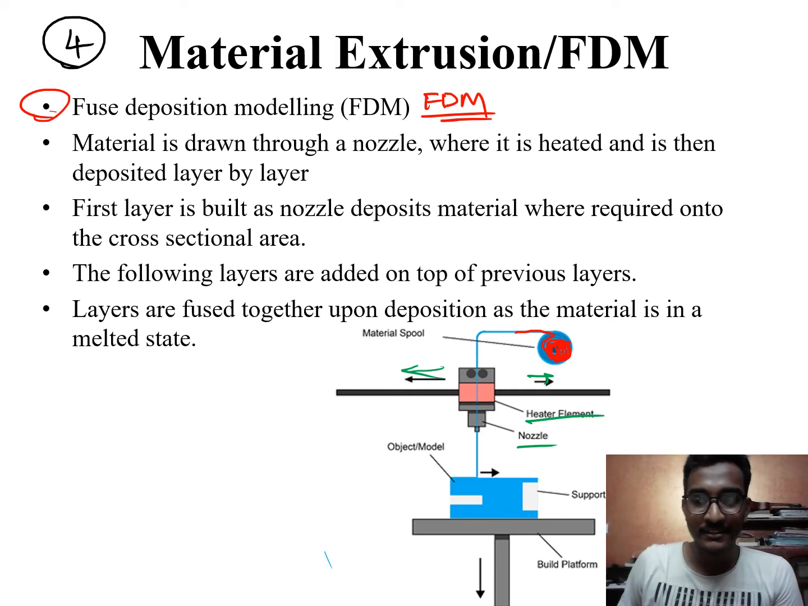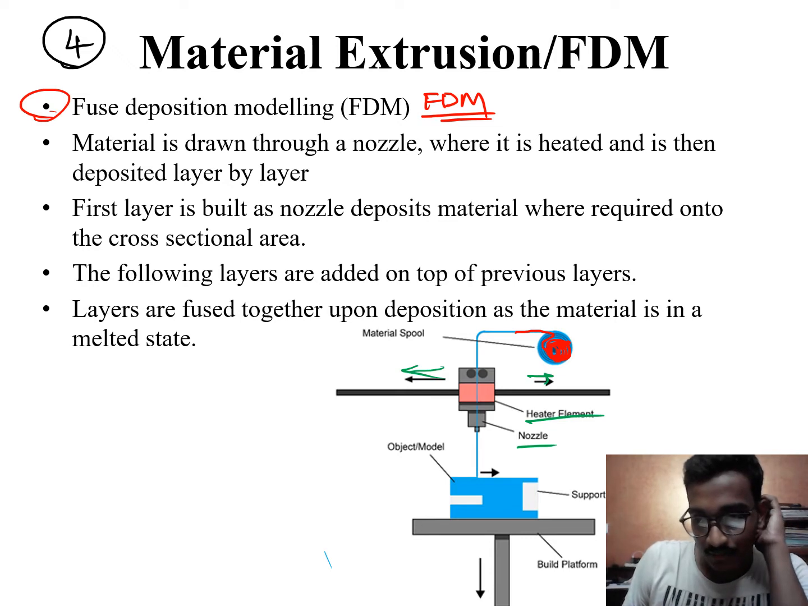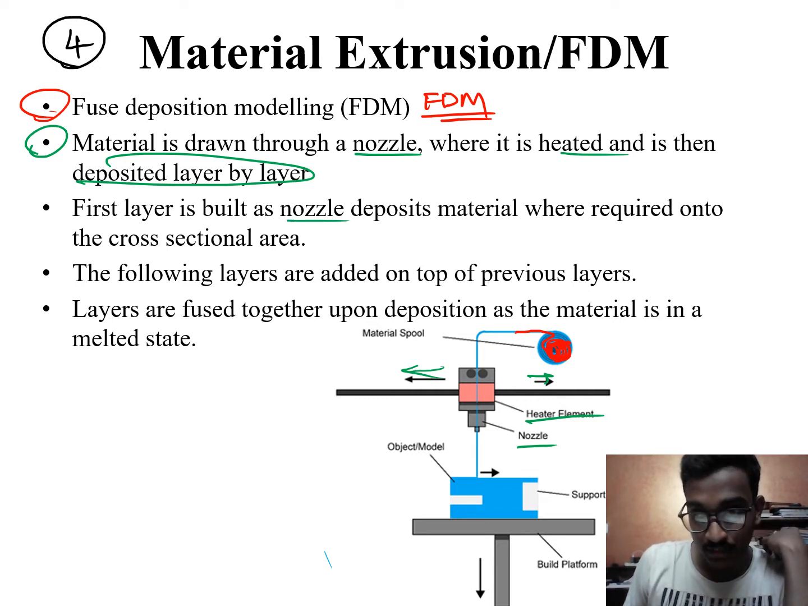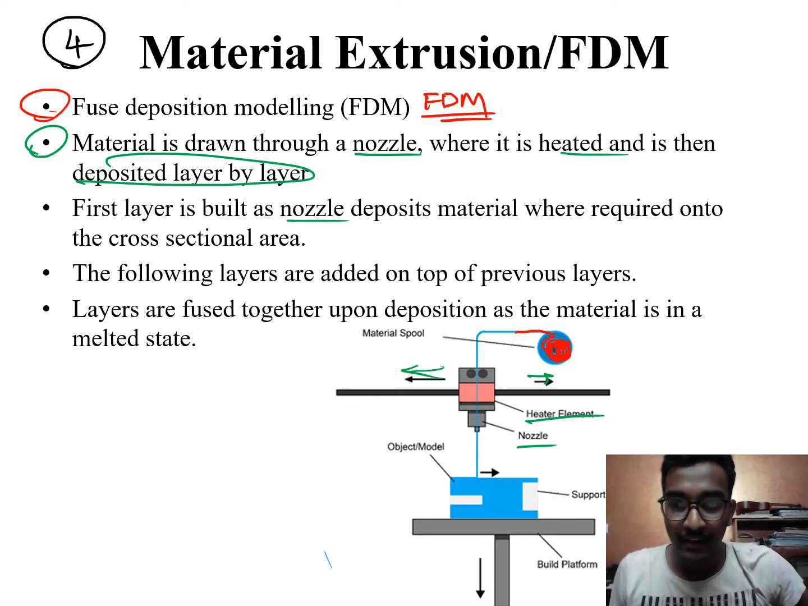It's a really simple thing, and it's the most prominent process that we use nowadays. So this is how it works. The material is run through the nozzle where it is heated and is then deposited layer by layer, as I told you before. The first layer is built as the nozzle deposits material in the required cross section. The following layers are then built the same way, as I told you.